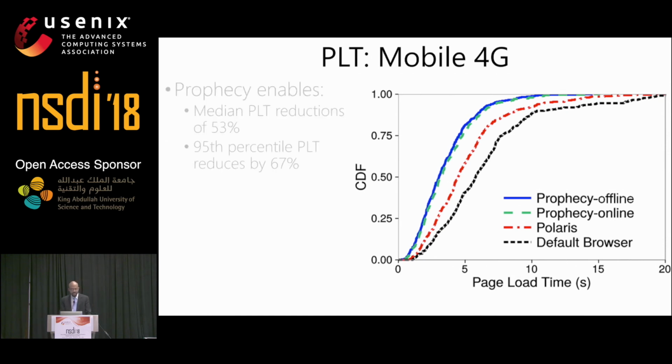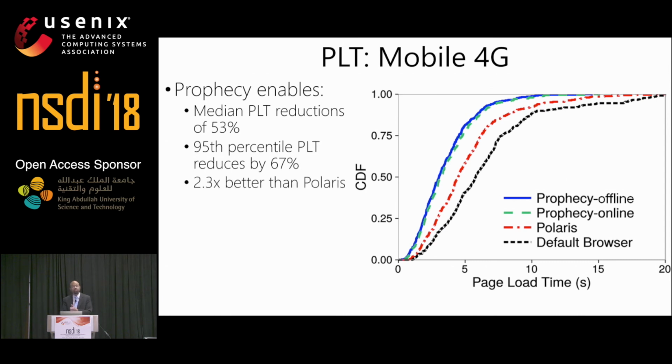And so what we see is that compared to a default browser, Polaris is going to enable median PLT reductions of 53% and 95th percentile reductions of 67%. And compared to Polaris, Prophecy is actually 2.3 times better, which we think is pretty cool. So what's the explanation for this?